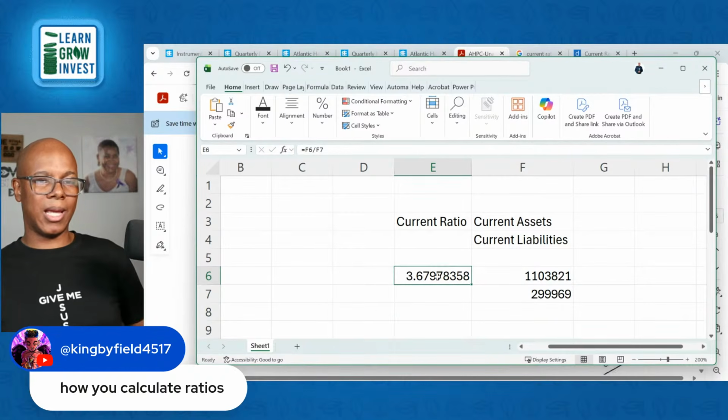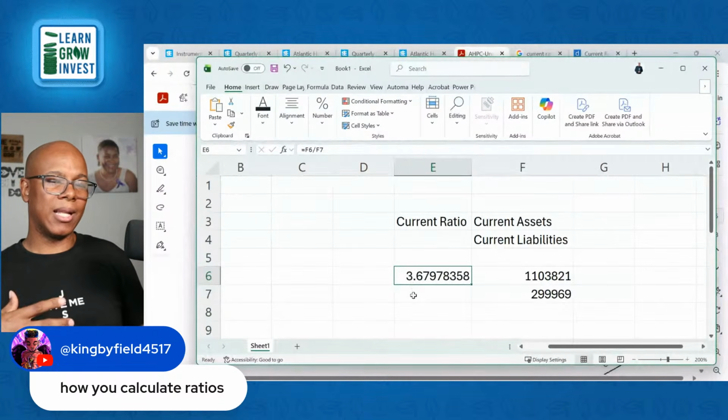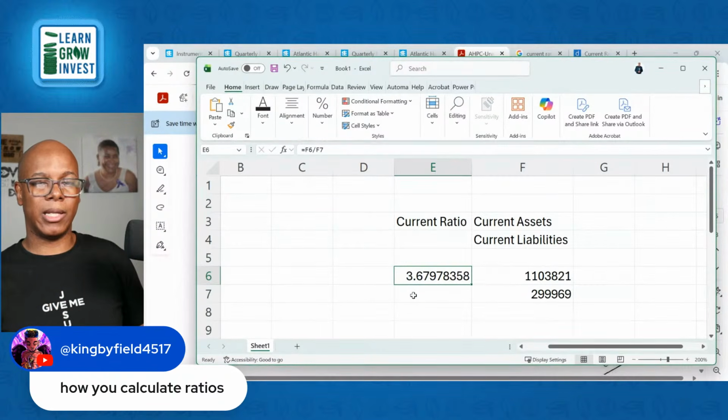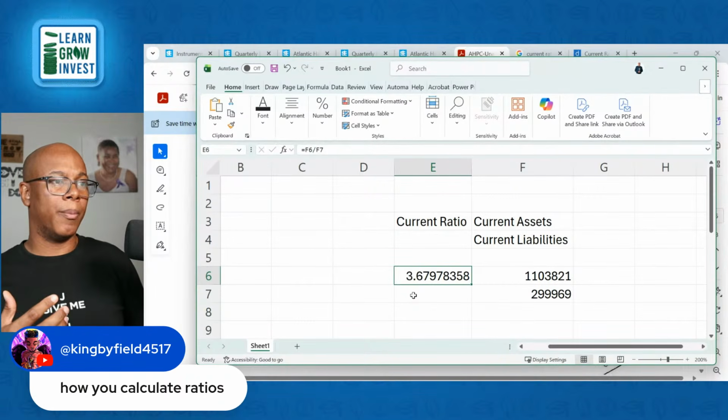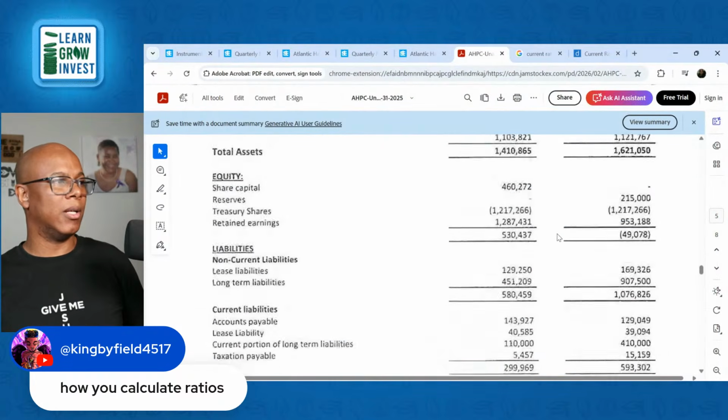All right. So typically, again, this would be 3.67 times. This is actually an excellent current ratio. It means that they have enough in current assets to cover their current liabilities 3.67 times. All right. Hopefully that makes sense, King Byfield. It means that they don't have any concerns in the short term to be able to take care of their current liabilities, right? Whether it's to pay their vendors or pay bills or pay taxes or anything like that. They don't have that concern because they have enough in current assets.